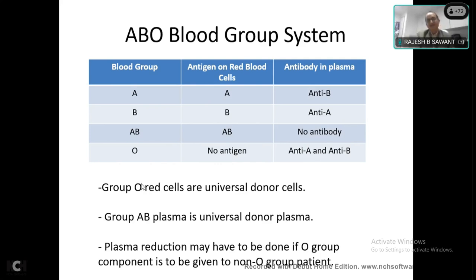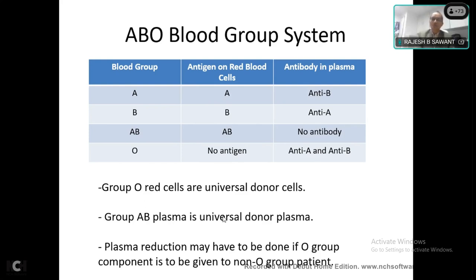No, because the antibodies are present in the plasma. So O plasma will be the most problematic, right? Because it will have both anti-A and anti-B. So as far as plasma and platelets choice is concerned, the AB plasma will be the first choice, right?